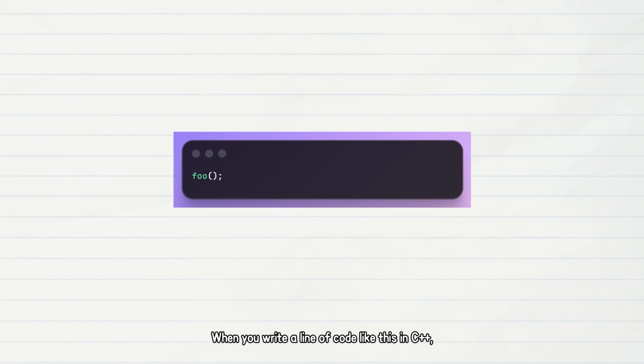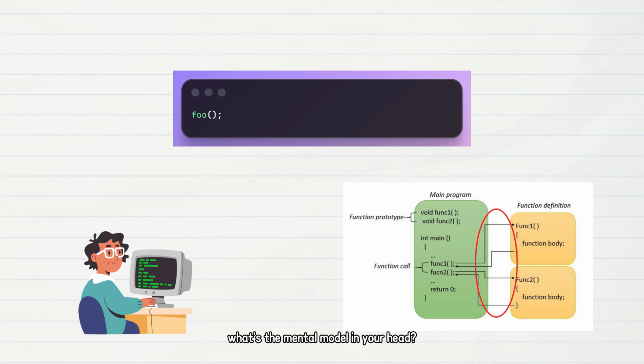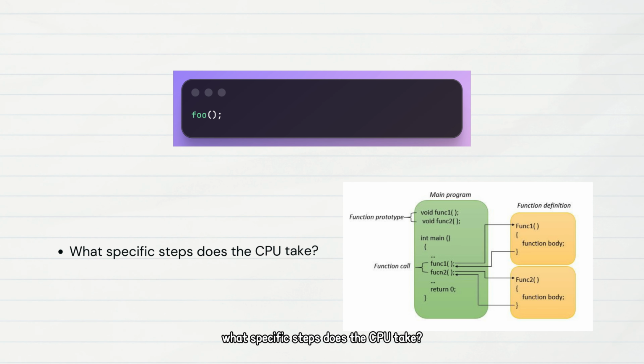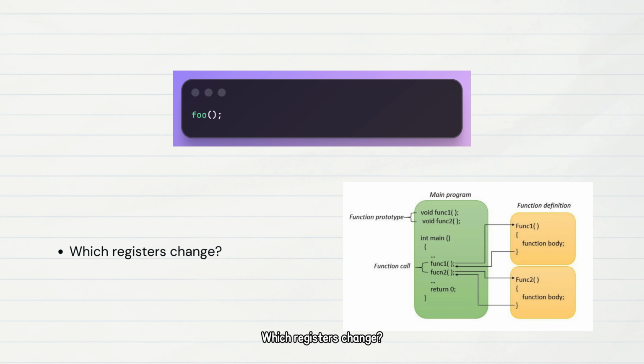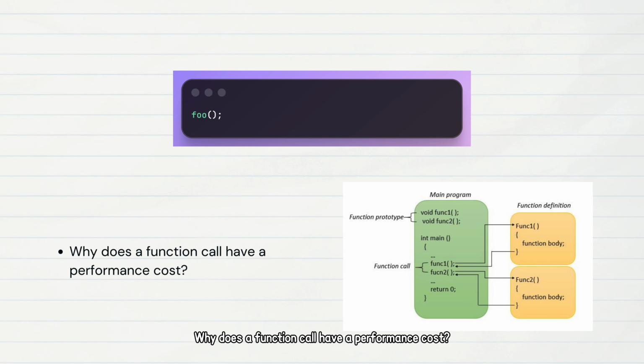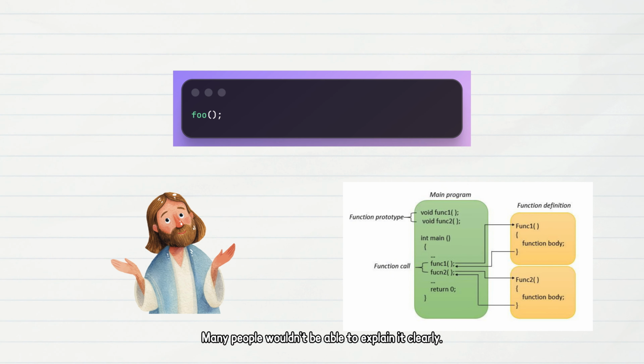When you write a line of code like this in C++, what's the mental model in your head? Most people would say, jump over there, execute the function, push a stack frame, come back. That sounds about right, doesn't it? But if I asked you, what specific steps does the CPU take? Which registers change? What happens to the memory? Why does a function call have a performance cost? Many people wouldn't be able to explain it clearly.